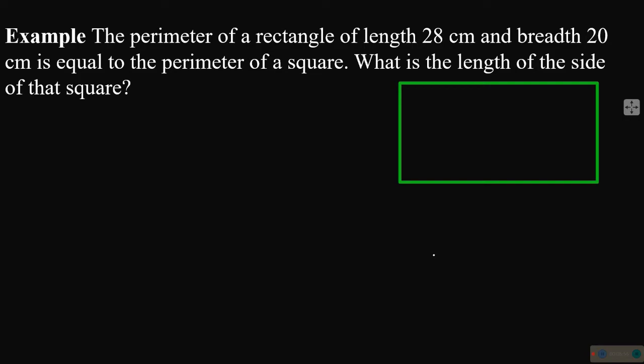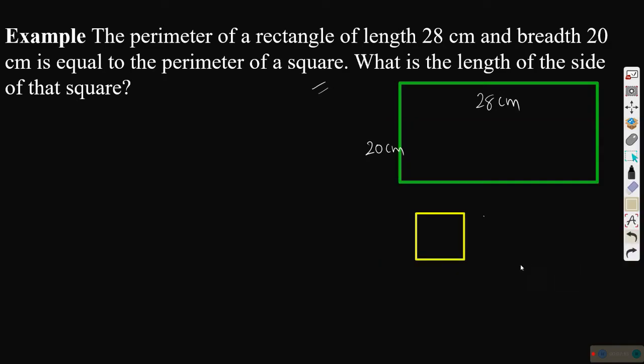The perimeter of a rectangle of length 28 centimeter and breadth 20 centimeter is equal to the perimeter of a square. This is a square which is having equal perimeter. What is the length of the side of the square? Understood? I'll show you. There is a square. This square is also having the same perimeter. A square is a four-sided figure, we know. So naturally this is one side, side here, side here, side here. All these are having the same length.